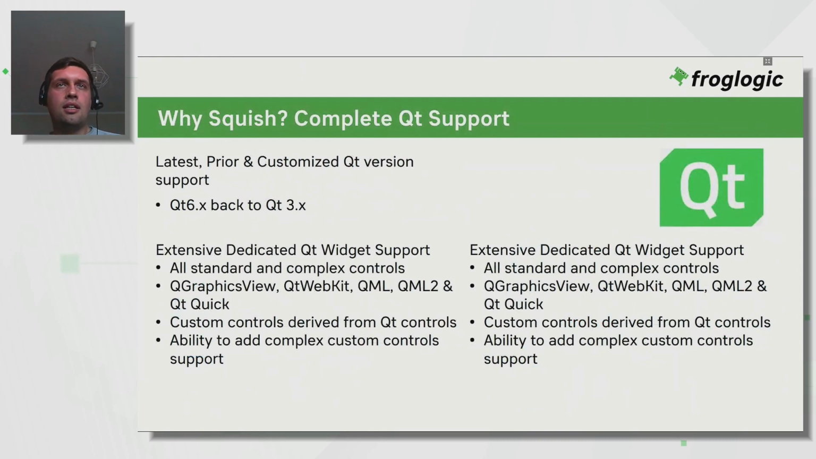Squish features dedicated support for GUI test automation for all Qt widgets, QML, and Qt Quick controls. You can even automate interactions with embedded web content if it's implemented using Qt WebKit or Qt WebEngine. And we support the Qt toolkit up to the recently released Qt 6. We provide support for new Qt versions as soon as they are released.